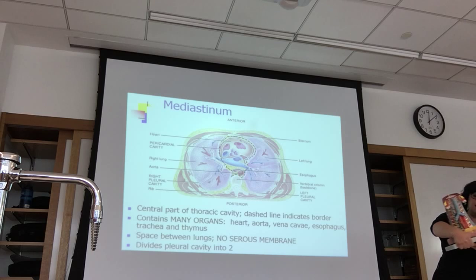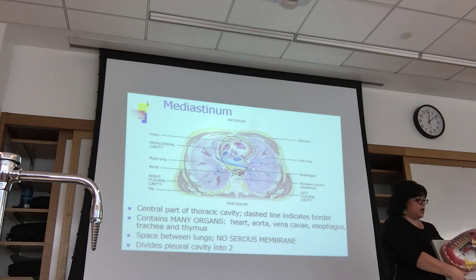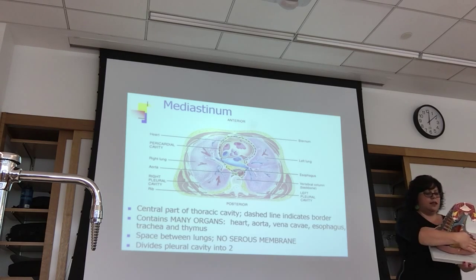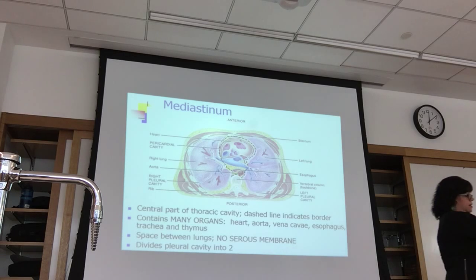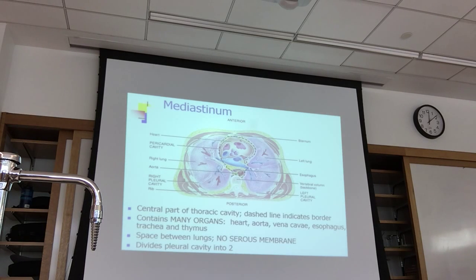So now you can see this bottom area of the model here, this is a large, thin, skeletal muscle. What is this muscle? This is the diaphragm. And the diaphragm is the divider between the thoracic body cavity and the abdominopelvic body cavity. So if it's above the diaphragm, we're talking about thoracic. If it's below the diaphragm, abdominopelvic.